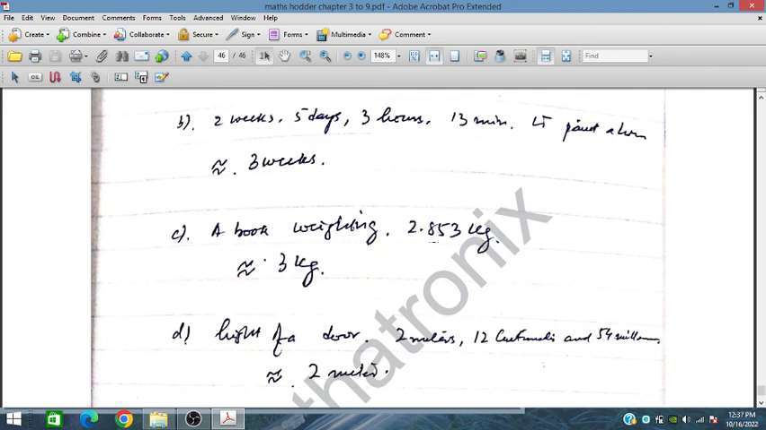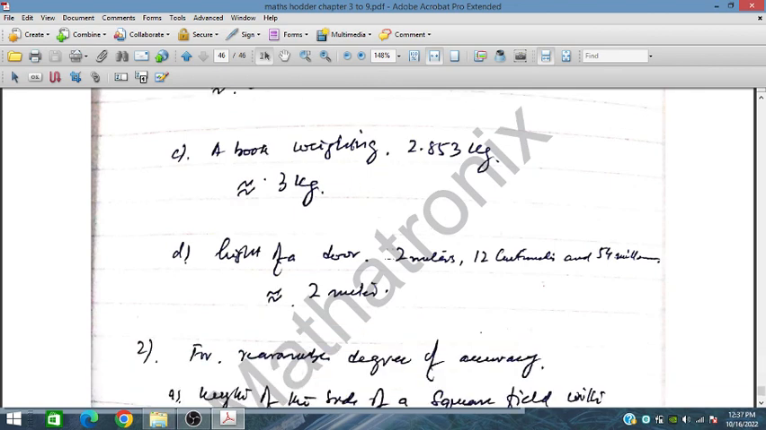A book weighing 2.853 kilograms is approximately 3 kg. The height of a door is 2 meters, 12 centimeters and 54 millimeters. This 12 centimeters is very low, so this is approximately 2 meters.